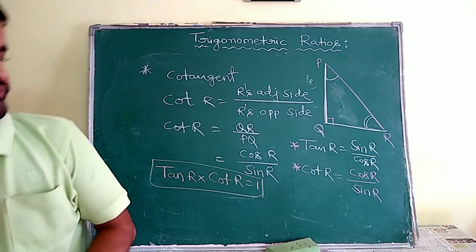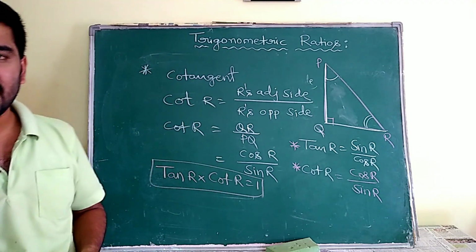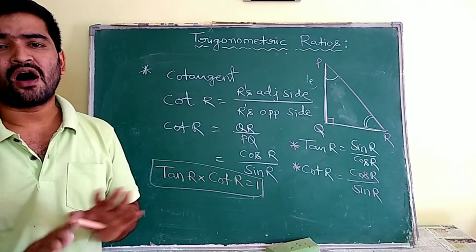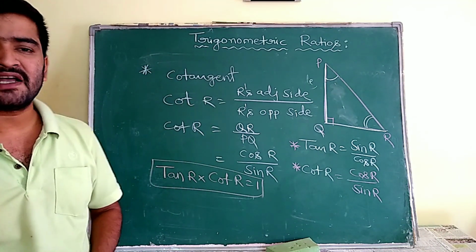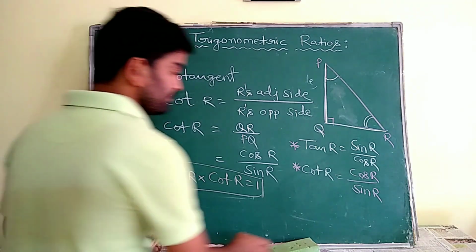Okay, see, I am going to consider one triangle and explain all these 6 trigonometric ratios in the single triangle.